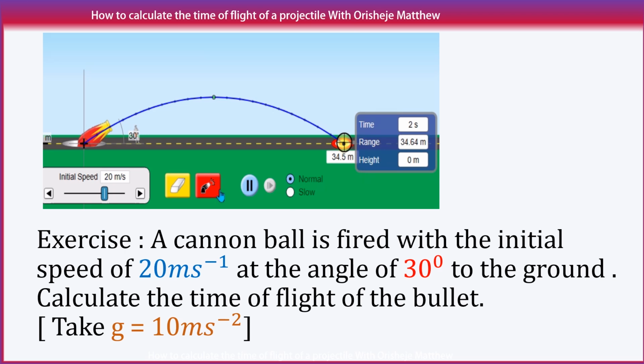So we have these 3 parameters: the initial velocity, 20 meters per second, and the angle of projection, 30 degrees. You can vary this angle, but we are using 30 degrees. Then we have the range, which is 34.64 meters. Then how long did it take for the cannonball to fly?